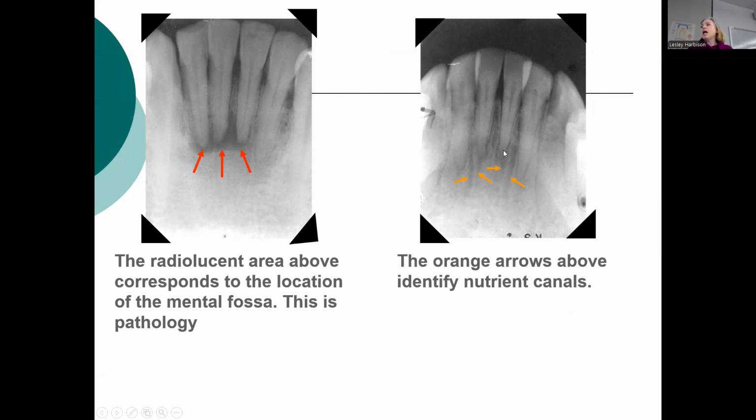These little straight lines coming straight down are called nutrient canals. I don't feel like you see them that often, but you can pick them up. So these are little straight lines coming down.